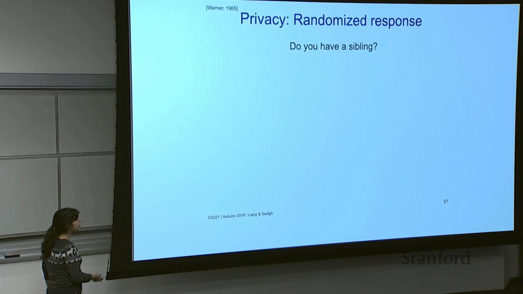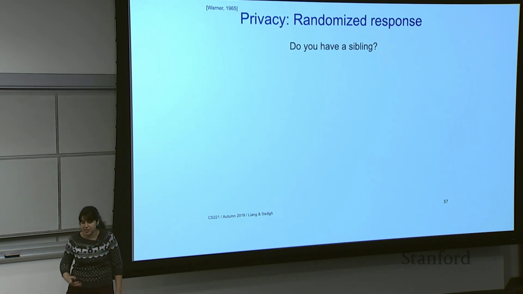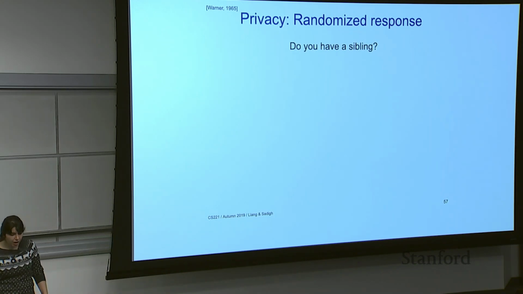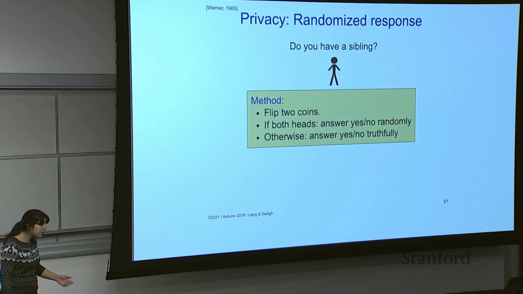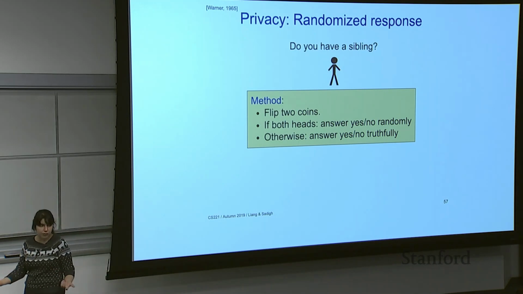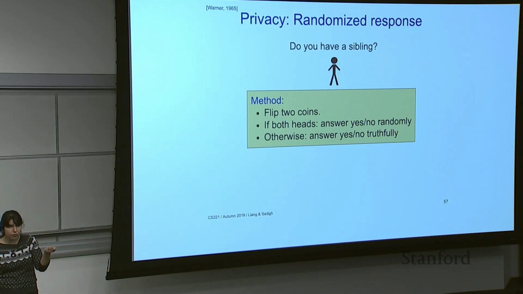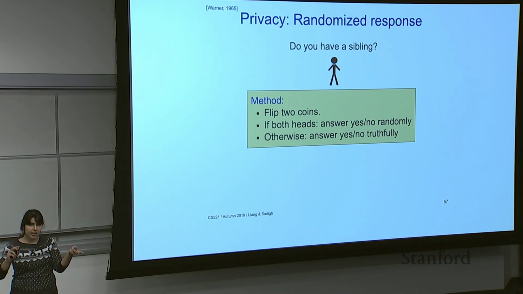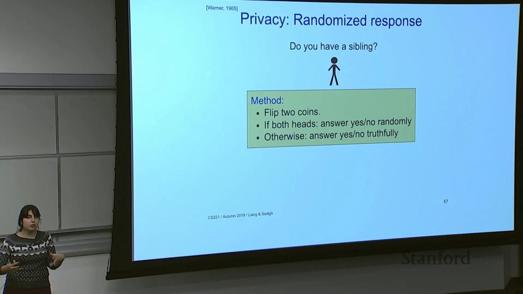Another way of protecting privacy is randomized responses. You might have a question like, do you have a sibling? That is a question you can ask a user, and the user might not want to reveal exactly whether they have a sibling or not. So one way of responding is that the user could flip 2 coins, and if both of them come up heads, then they answer yes or no randomly. Otherwise, they answer yes or no truthfully.